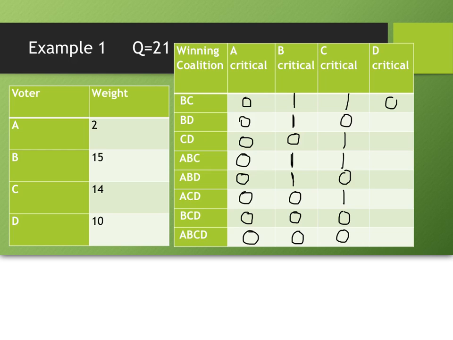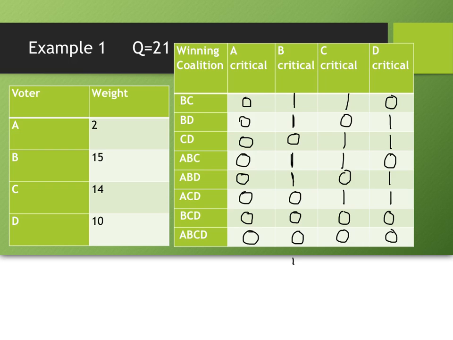All right, so let's just go through D again. D, if it's non-existent there, it's not critical. Yes, it's critical in that one. Yes, it's critical in that one. No. Yes. Yes. No. No. All right? So you can see all of the critical counts for these guys.